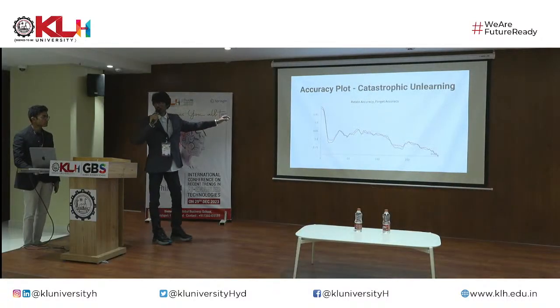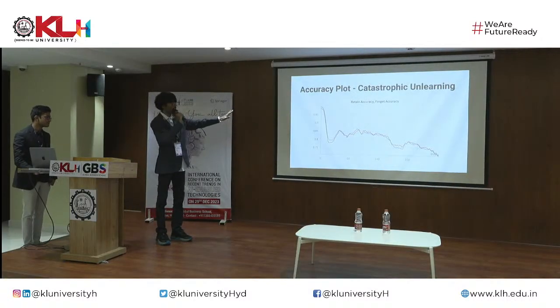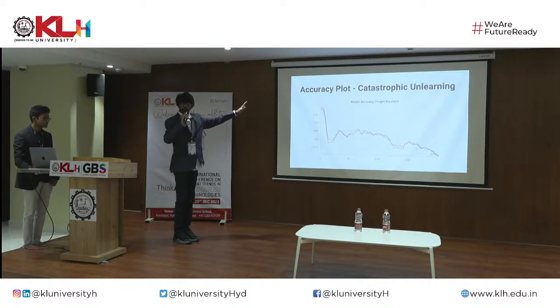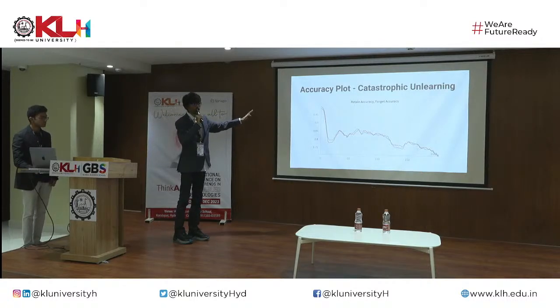This is the accuracy plot that Gautam has shown previously through catastrophic unlearning, where the accuracy on both the train and forget set goes down.